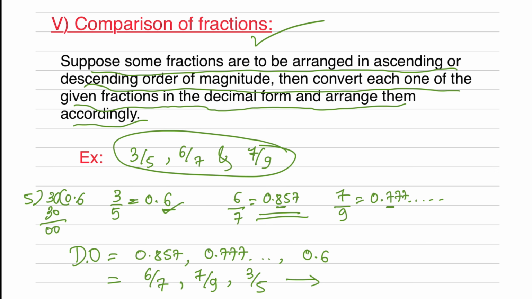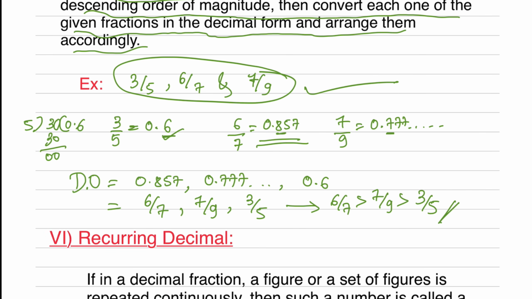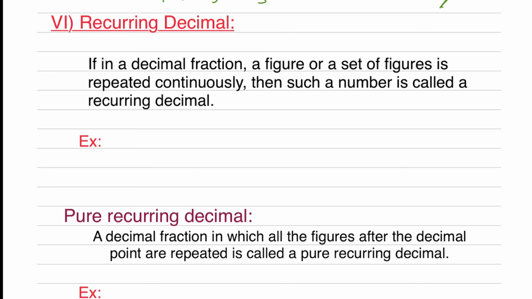It is the descending order. So 6 by 7 is greater than 7 by 9 is greater than 3 by 5. So without taking the LCM, directly we can do the ascending or descending order in a decimal form. So lastly we will see recurring decimal.